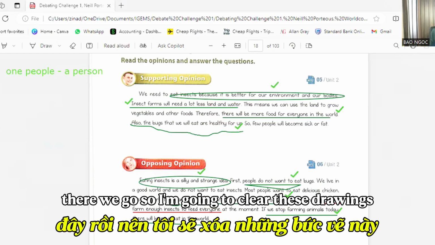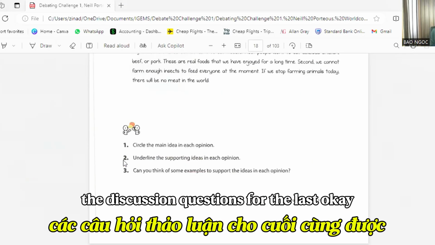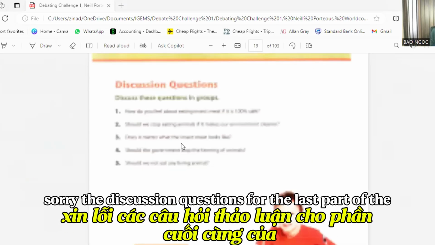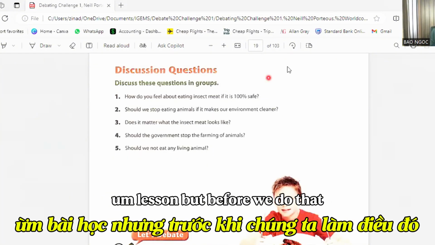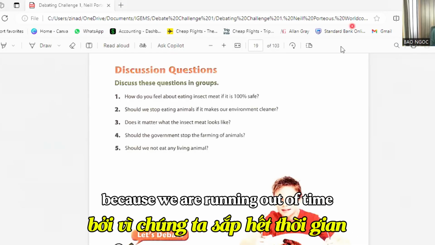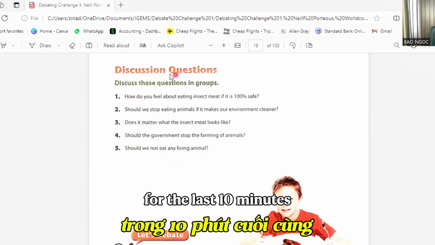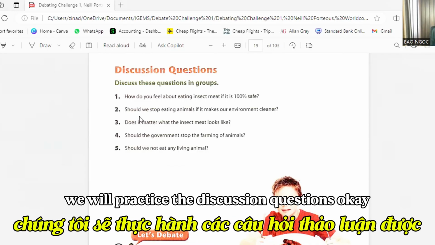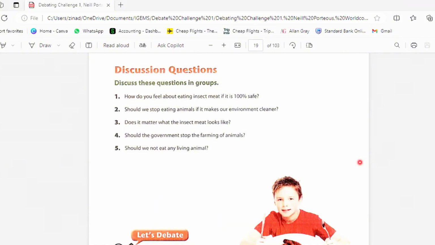So I'm going to clear these drawings. We are going to do the discussion questions for the last part of the lesson. But before we do that, we have to stop and come back because we are running out of time. So let's stop, and then when we come back, for the last 10 minutes we will practice the discussion questions. Okay, I'm gonna leave.